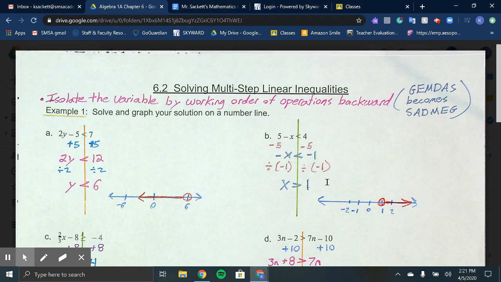Welcome to Lesson 6.2, Solving Multi-Step Linear Inequalities for Algebra 1. Now in 6.1, we looked at solving one-step linear inequalities.